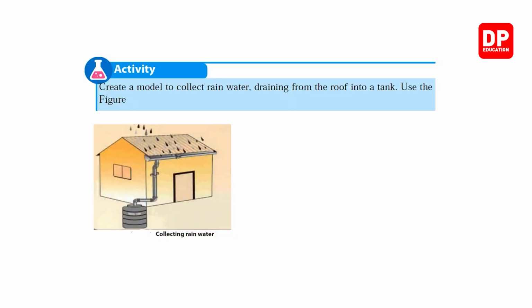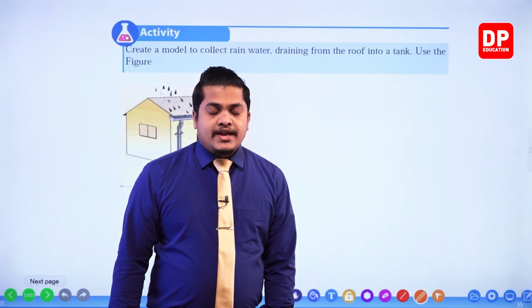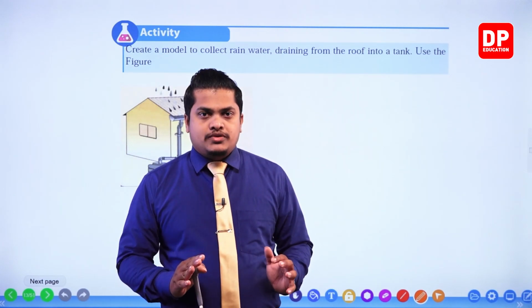Let's see what that is. Create a model to collect rainwater. You are given a figure here. You have to create a model like this to collect rainwater draining from the roof into a tank. Use the figure. Now what you have to do? You have to create a certain structure of a house.